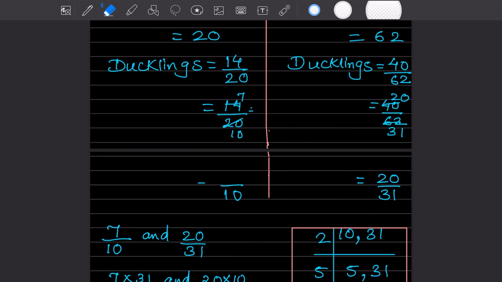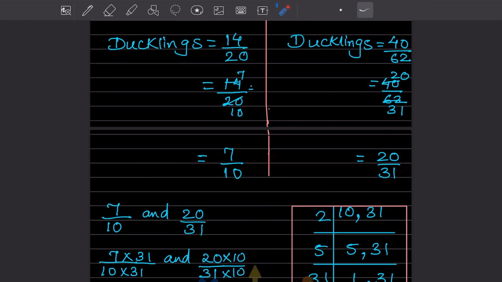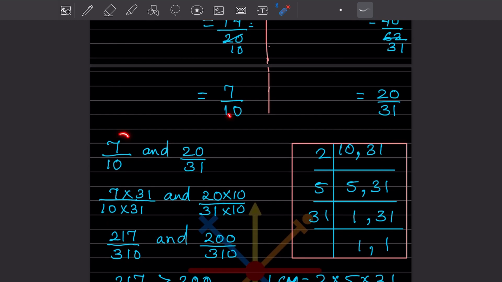Okay. So now we will see that. Can you see here? The denominators are different. So now you will write it over here. The denominators are 10 and 31. So we'll take the LCM of that first and make the denominator same. So 2 fives are 10. 31 will be as it is. Now this 5 and 31. So 5 ones are 5 and 31 as it is.